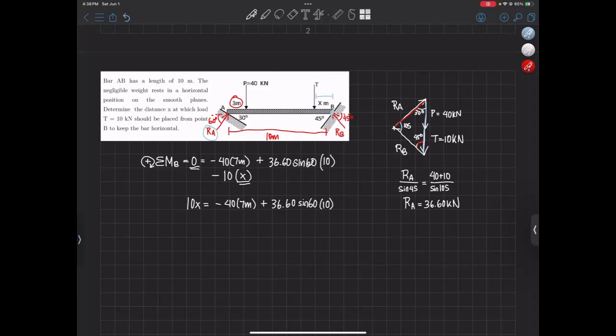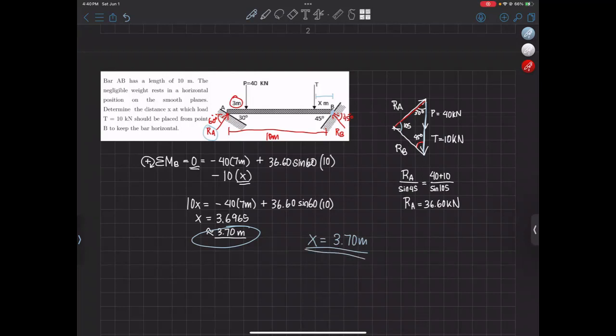So let's start calculating. So after we calculate, we're going to get x is equal to 3.6965 or around 3.70 meters. And there's our answer. Our answer, distance x, is equal to 3.70 meters.